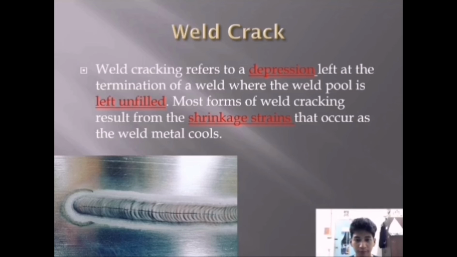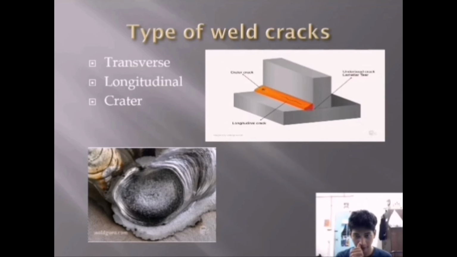pool is left unfilled. Most forms of weld cracking result from the shrinkage strain that occurs as the weld metal cools. So there are three types of weld crack. First one is transverse cracks. A transverse crack refers to a crack that happens perpendicularly on the weld pool.